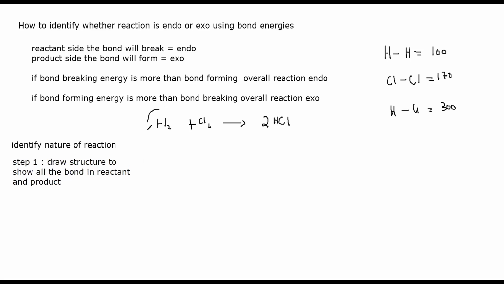H2 means hydrogen single bonded with hydrogen. Cl2 means two chlorines single bonded with each other, because chlorine belongs to group 7. And HCl, hydrogen chloride, has one hydrogen bonded with one chlorine, and there are 2 molecules of hydrogen chloride. Here all examples are covalent bonds. So H2 means a hydrogen-hydrogen single bond, Cl2 a chlorine-chlorine single bond, and HCl a hydrogen-chloride single bond, and since 2 molecules are there, we wrote 2.